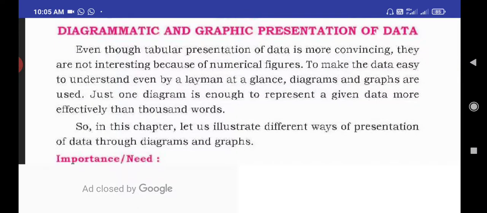In this chapter, diagrammatic and graphical means that numerical data, that raw statistical data, is converted into diagrams and graphs. When we use diagrams and graphs, it is easy to understand by a common person also. That is the intention of diagrammatic and graphic presentation of data. Okay students, I think all understood why we use diagrammatic and graphic presentation: for easy understanding by a common man also.